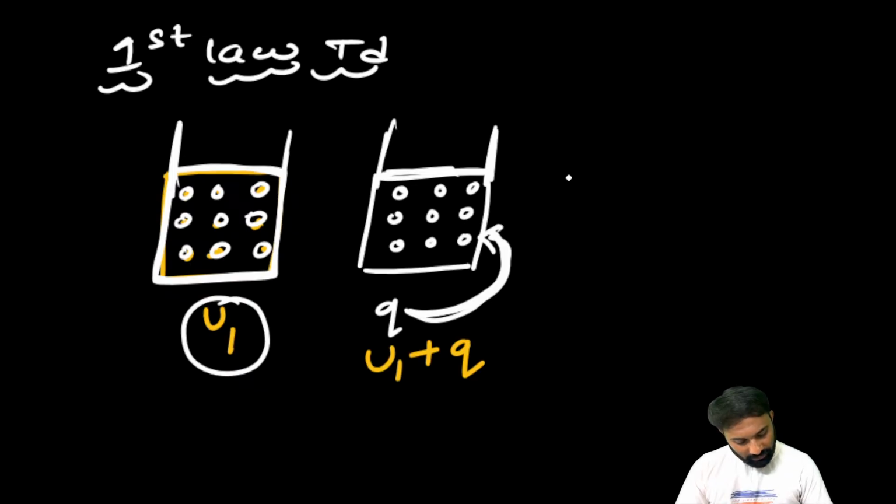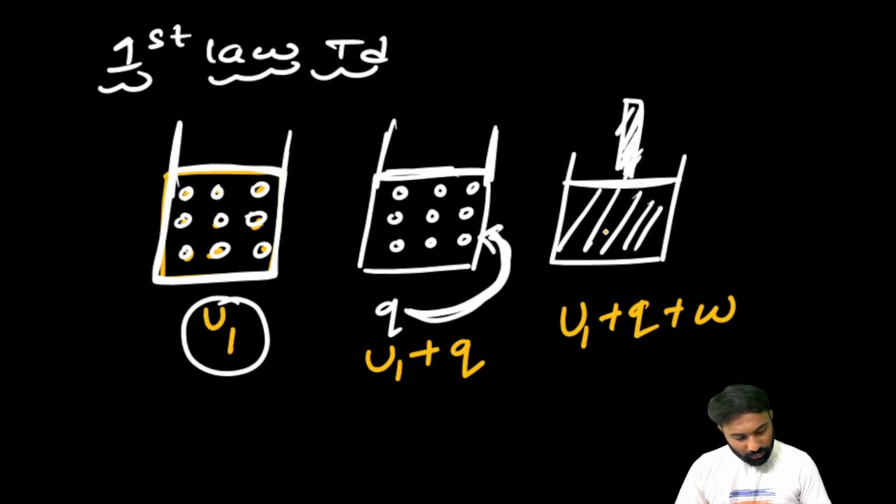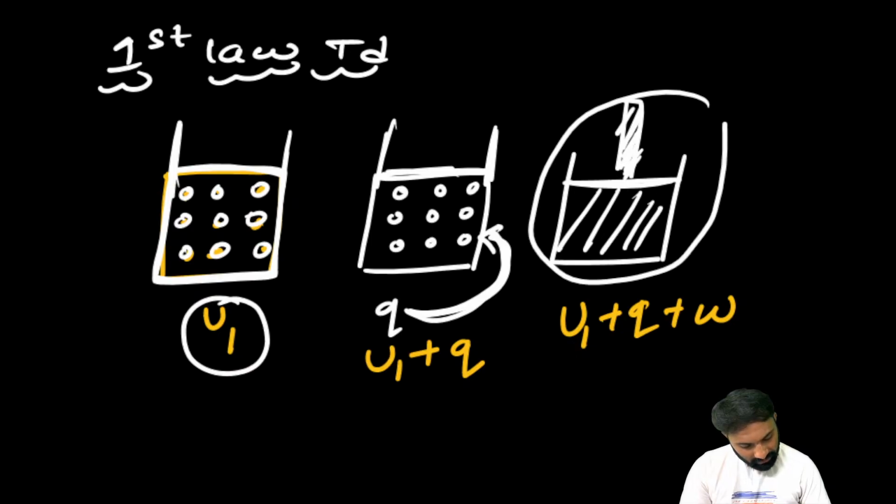Now after that, again my system's internal energy I will change by work. By the work, if I compress my system, what will happen? My system's internal energy will be changed. Through the work and through the heat I changed my system's internal energy. Now this is the final internal energy, right?